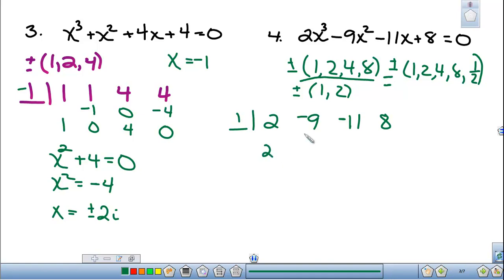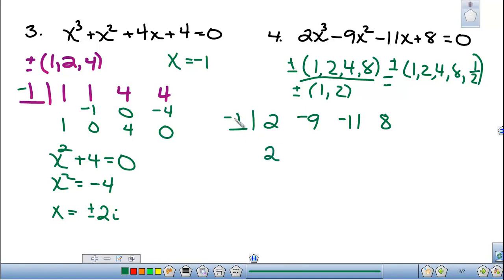Drop down, that gives me 2. Those add up to -7. 1 times negative 7 is negative 7, and I can stop right there because I know I'm not going to get a 0 out of that. Sometimes you can just stop halfway through when you realize that that's not going to give you what you're looking for. So let's change that to a negative 1.